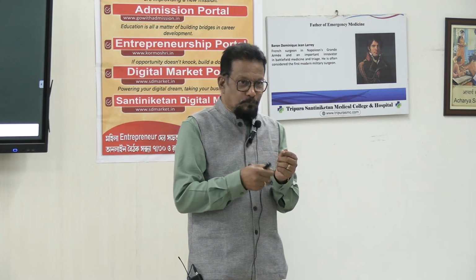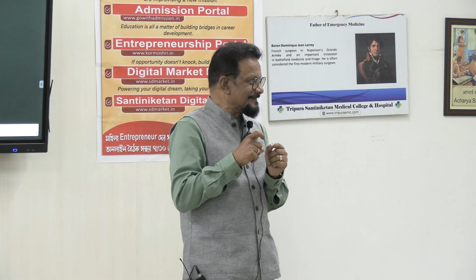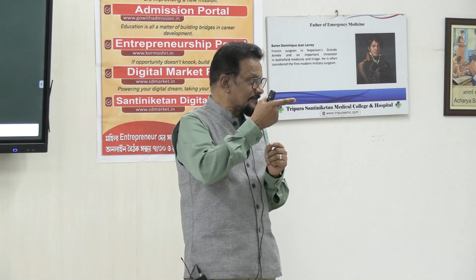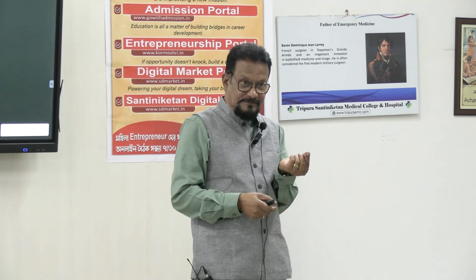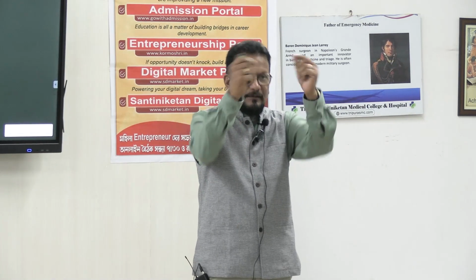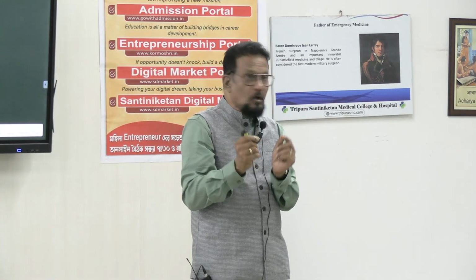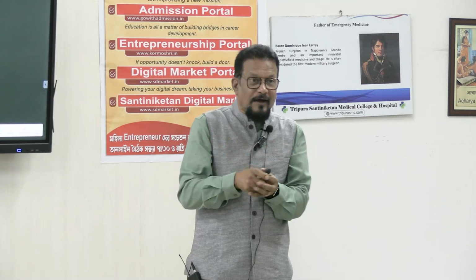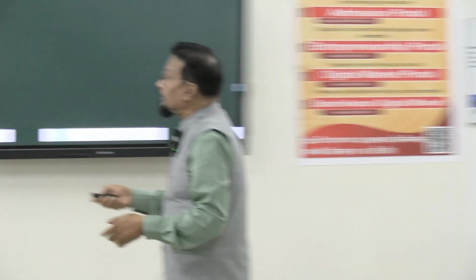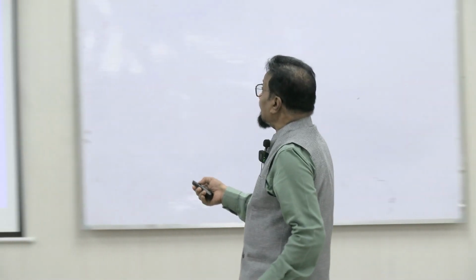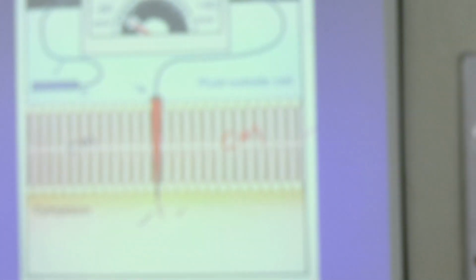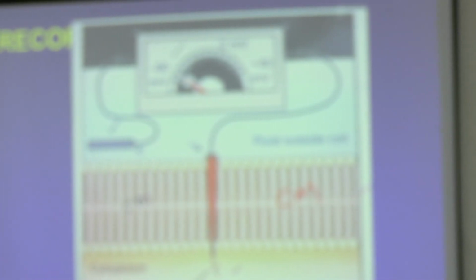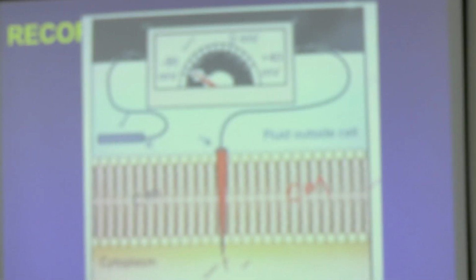Now we put two electrodes, one at the surface of the cell, another electrode on the inner surface of the cell, and connect it to a galvanometer or CRO, cathode ray oscilloscope. We'll find what? This is the 0 millivolt. This is the pointer. This pointer deflects to the negative side.